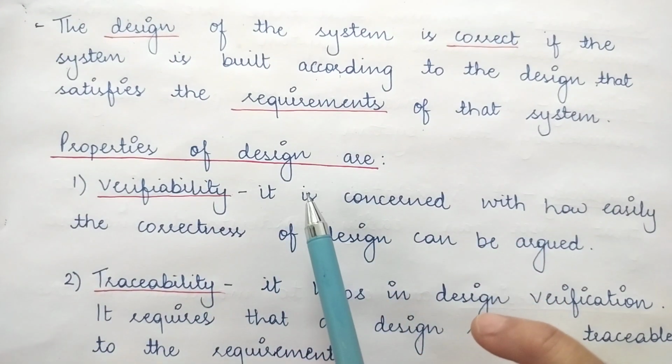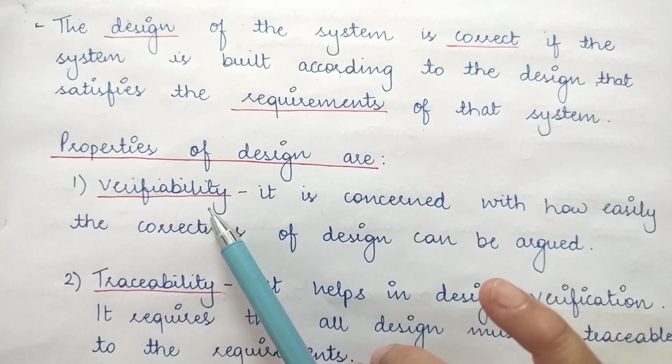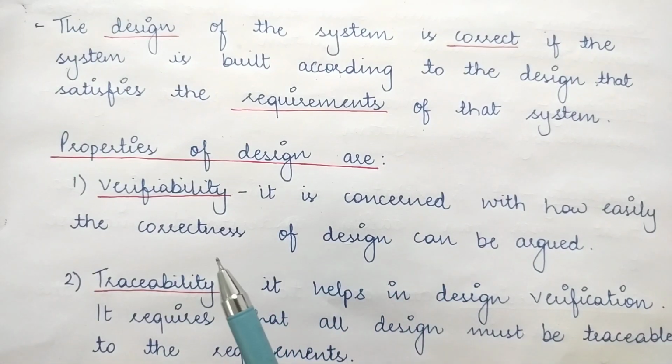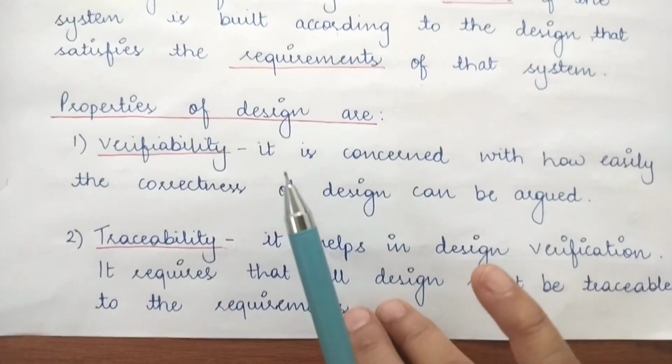What are the properties of a design, or what should be the desirable properties of a design? The first property is verifiability. Verifiability is concerned with how easily the correctness of a design can be argued. That means whatever design has been finalized, is it correct or not? If it is correct, that means it is verifiable. So verifiability is a very important property of a design.